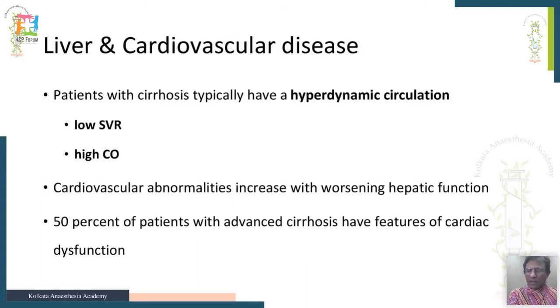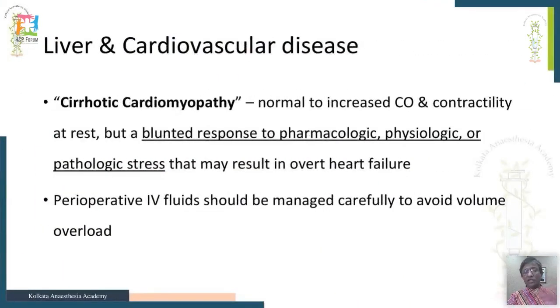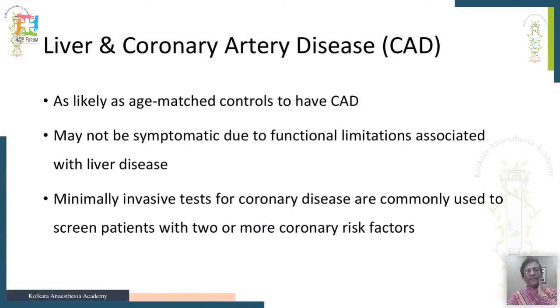So going from hemostasis to cardiovascular, they have hyperdynamic circulation with a low SVR and a high cardiac output. And worsening hepatic function causes worsening cardiac function. You have a situation like a cirrhotic cardiomyopathy. You usually have a normal or increased cardiac output and contractility at rest, but the response to a pharmacological, physiological, or pathological stress is not there, and it can result in heart failure. So your perioperative fluid therapy has to be well thought out, and you should not be thinking of overloading.